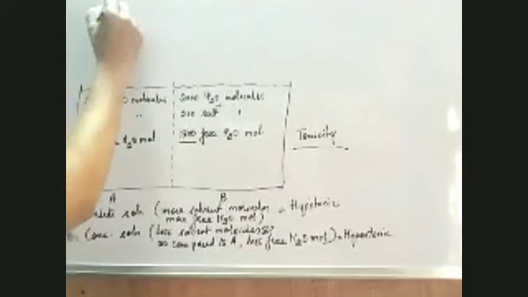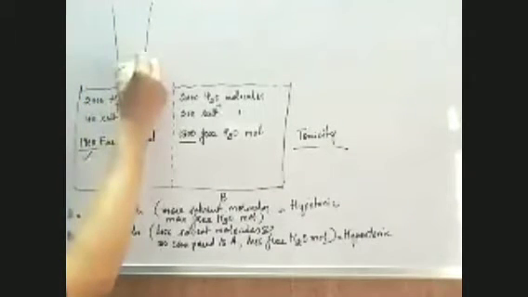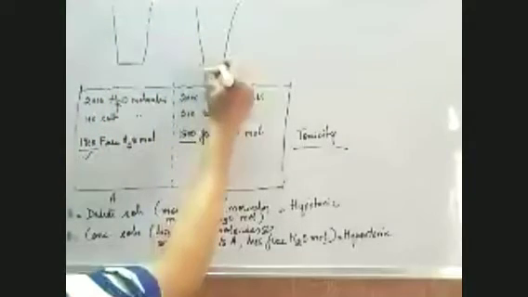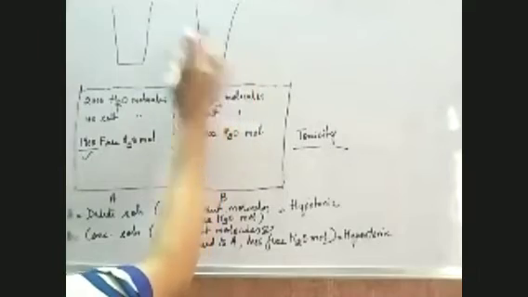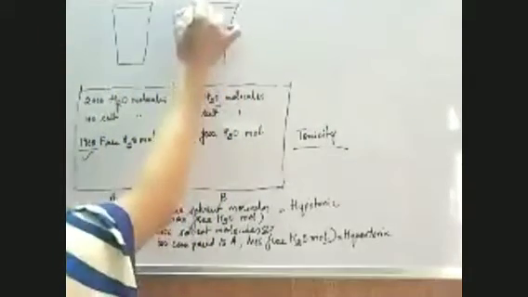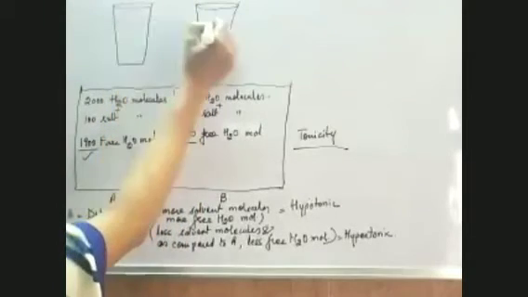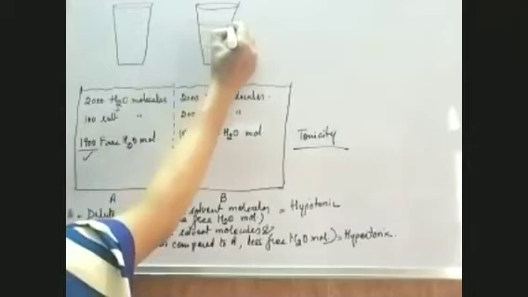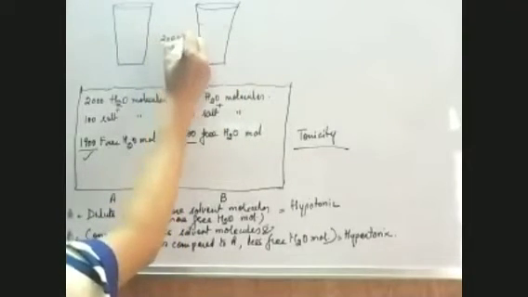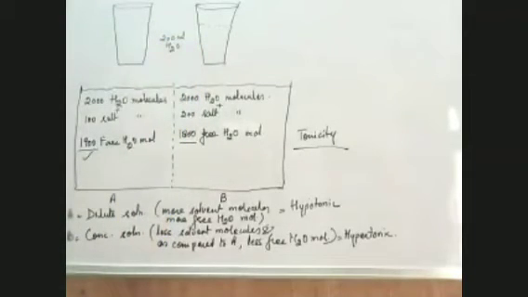We have two tumblers, tumbler A and tumbler B. In both the tumblers, we have taken an equal amount of water. Say 200 ml of water we have taken here, and here also 200 ml of water. So the same amount of water is taken in both the tumblers.